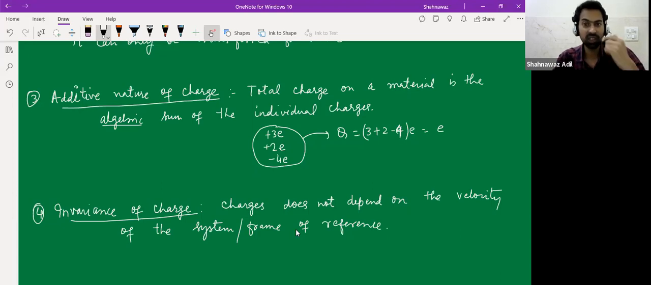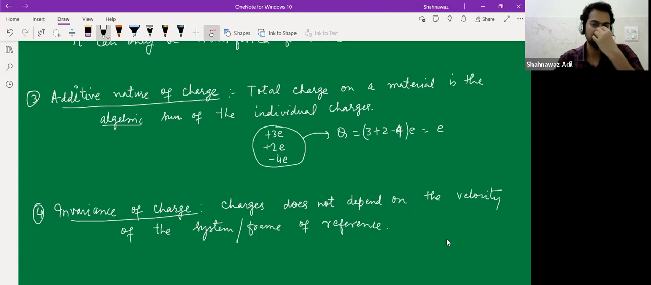But this is not the case for, let's say, the velocity of a ball in the car. If the ball is moving inside the car, a person looking from the outside will see it moving, but a person looking from the inside will not see it moving. So that depends upon the frame of reference. But charges are invariant like that. Charges don't depend upon the frame of reference, whether you are moving or stationary. They will all measure the same charges.